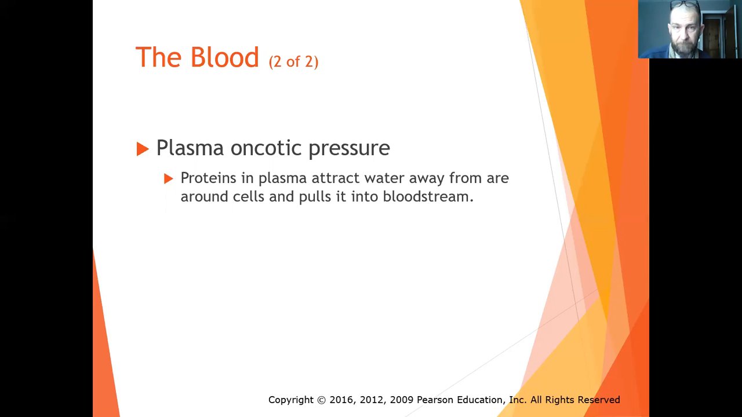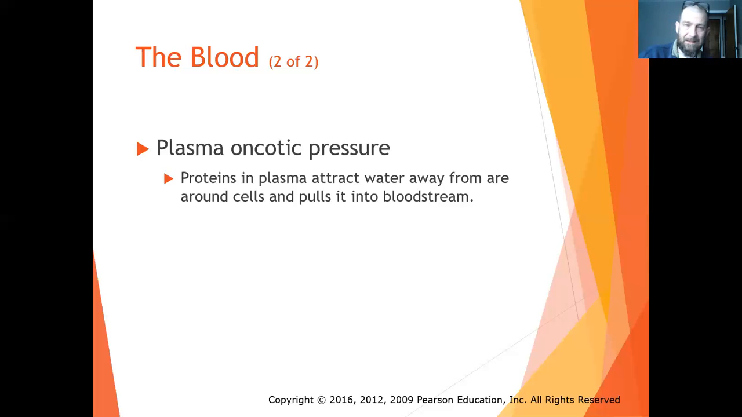And so it's very helpful. However, if just this process was in place, we would eventually dehydrate the cells because we're taking water away from the cells. And so in order for this to work well, plasma oncotic pressure, we have to have an opposite, kind of an equal and opposite reaction that's putting water back towards the cells. We can't just take it away from the cells. We have to be able to put water back there as well.